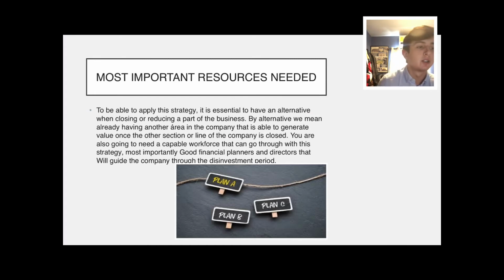Another important part is going to be having a capable workforce that is able to apply this strategy and work through it. Importantly, we're going to need good financial planners and directors that are going to guide the company through this disinvestment period.